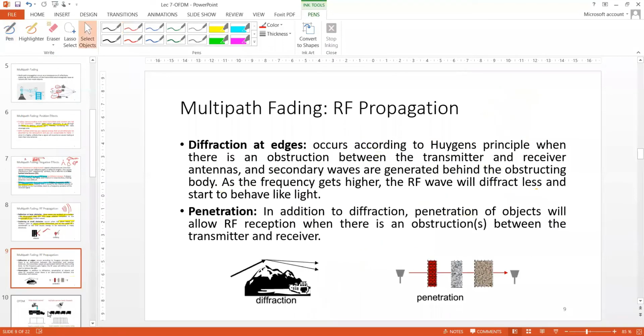Now, another phenomenon that can take place is commonly referred to as diffraction, and diffraction is the phenomenon that results in the bending of the signal. Bending of the signal means that a signal can bend from one point to another when it reaches the edge of an obstacle. Either it will bend across the edge of the obstacle or it will not, depending on the wavelength of the signal.